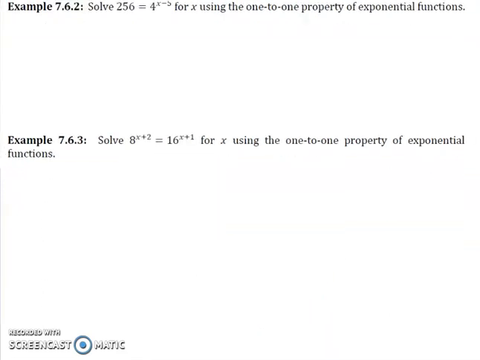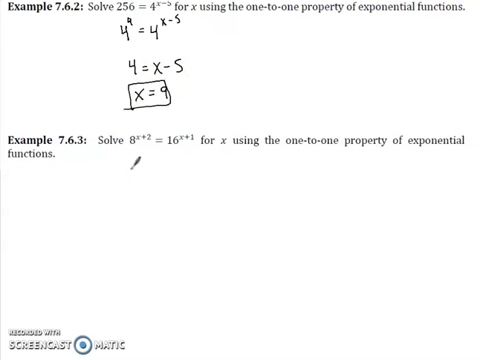All right, your turn. Pause the video and try out these next couple on your own. 256 I can rewrite as 4 to the 4th power, which is equal to 4 to the x minus 5 power. From there, my exponents must be equal, so I have the equation 4 equals x minus 5, so x must be 9.